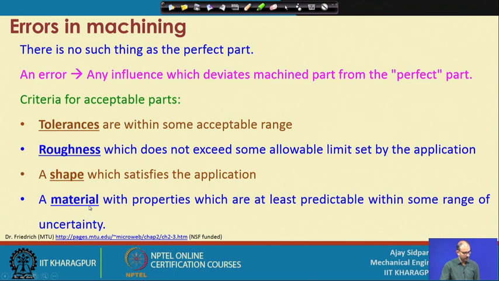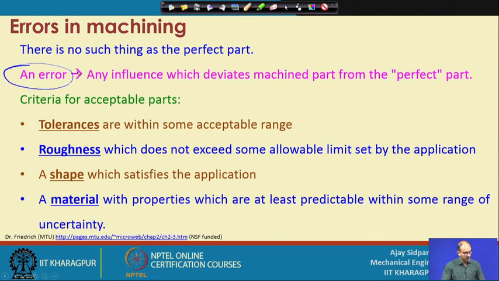And material also plays an important role, because sometimes you want a particular material property by making a functional material, then you have to understand that the part is acceptable if the properties are predictable within some range of uncertainty. So, if the property you have got from this particular fabrication of material is predictable, or whatever you want, if it is within some range of uncertainty, then you can accept the part. So, what we are understanding from this slide is that you cannot avoid error, first thing.